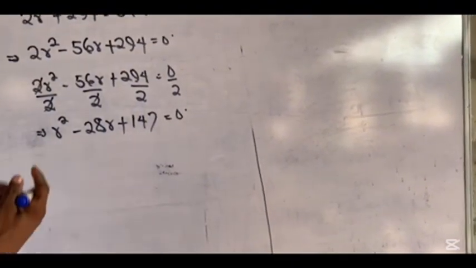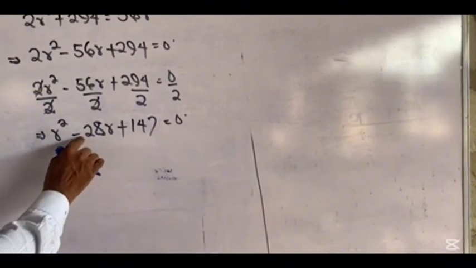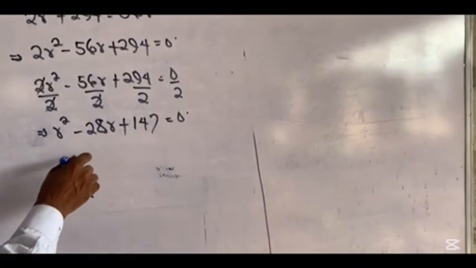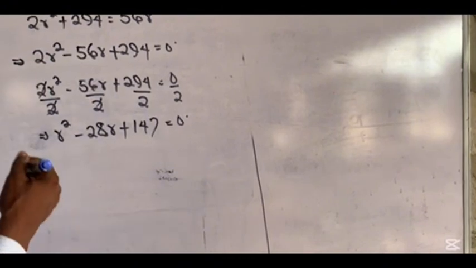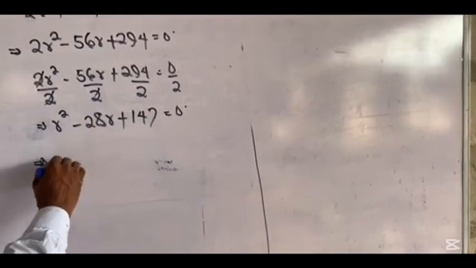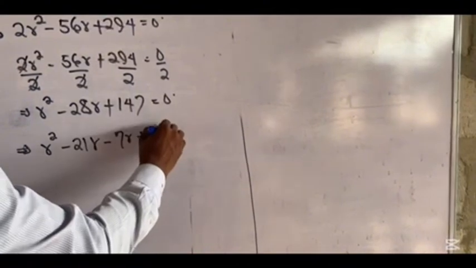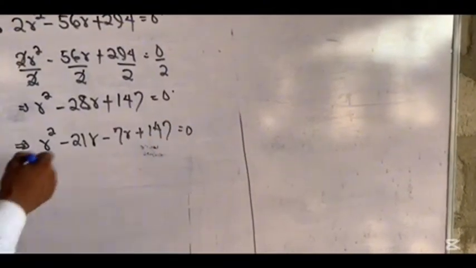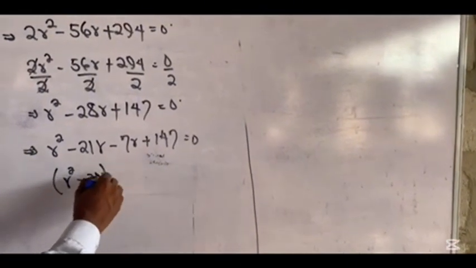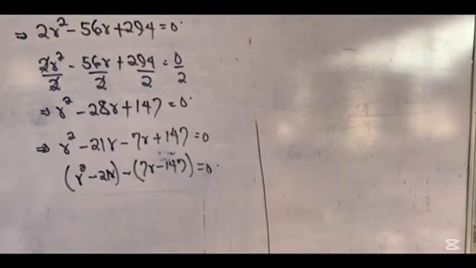So let's factorize it. 2 factors I can multiply to have positive 147. If I add the same 2 factors, I have minus 28. So the 2 factors must be negative because negative times negative is positive. So what are the possible factors? It is 21 and 7. I will use that 21 and 7 to replace 28. That will give us r squared minus 21 r minus 7 r plus 147 equals 0. So I'll bracket the first two, r squared minus 21 r, and the last two, minus 7 r plus 147 equals 0.